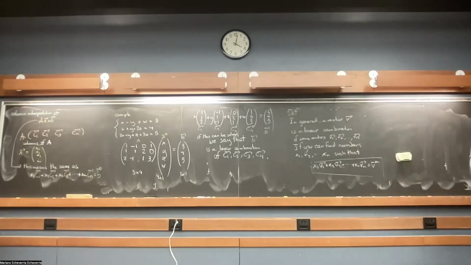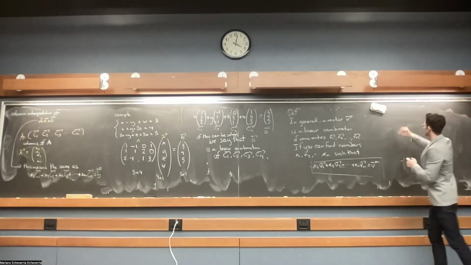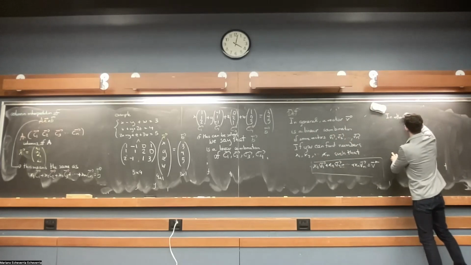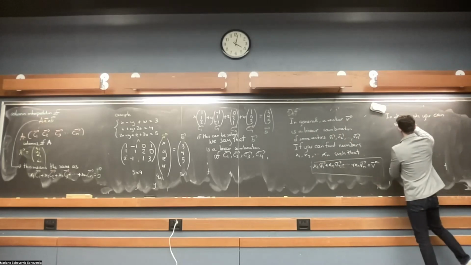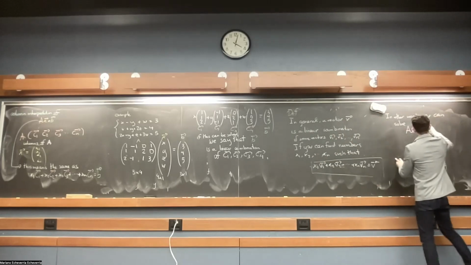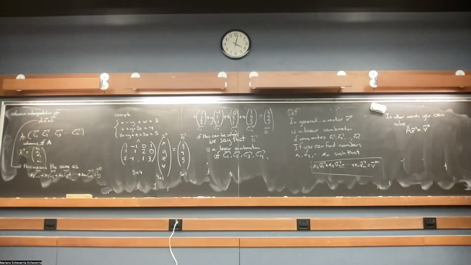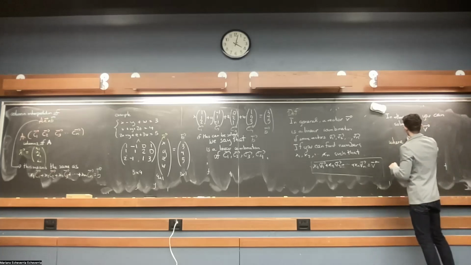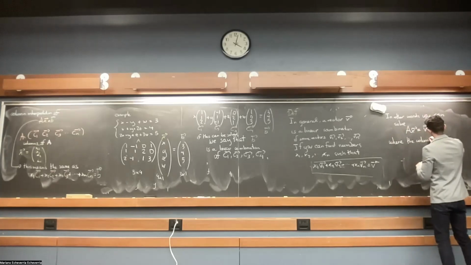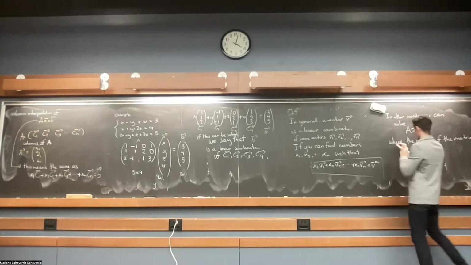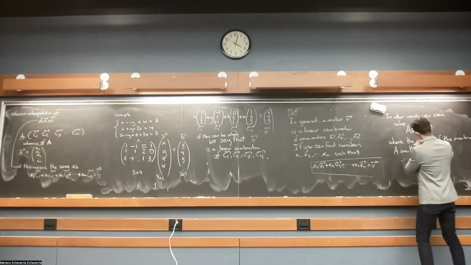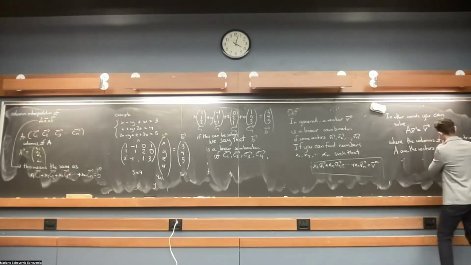Or in a more concrete way, which is my favorite way to say it: in other words, if you can solve the system AX equals B, where A is formed so that the columns of the matrix A are the vectors B1, B2, up to Bn.